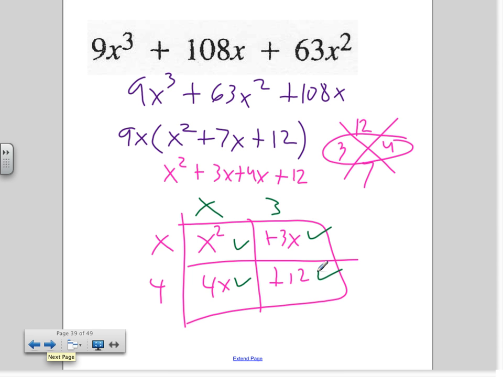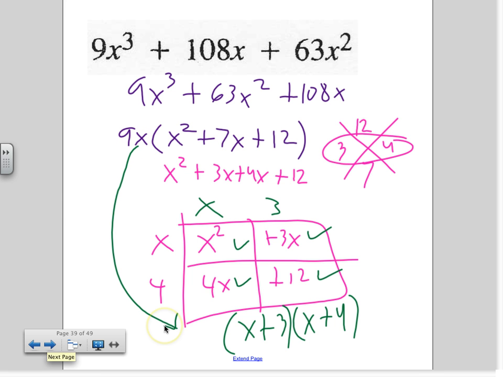Everything's perfect. So, now what? Write it out. So I have x plus 3, x plus 4. Did I miss anything? The 9x. Don't forget, you took out the 9x from before. That better be brought back. And last check to make sure. Is that completely factored? Looks good. Box it. And there you have it. My complete answer.